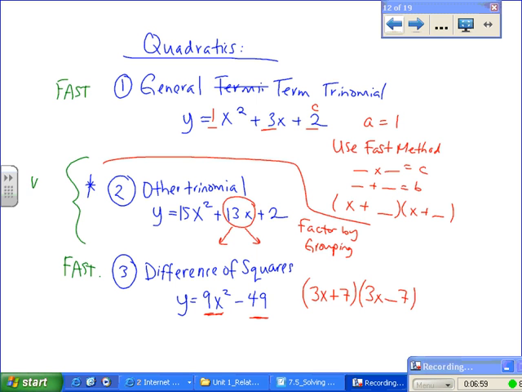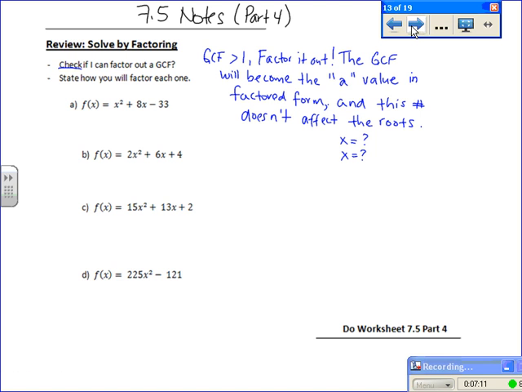This works for all, but it is more work, and so we can save ourselves some time when we recognize a general trinomial or a difference of squares. Let's go ahead then and just complete our notes.